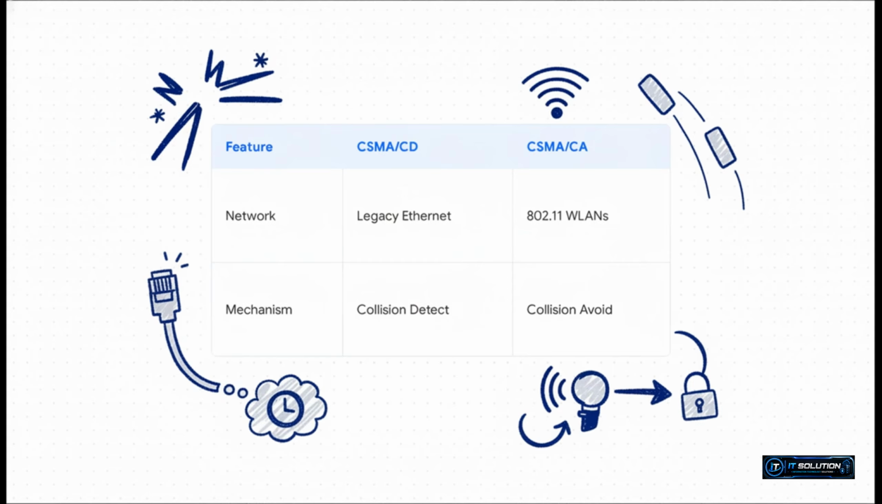There are two heavyweights here. Older Ethernet used CSMA/CD, collision detection. It actually allowed collisions to happen, noticed them after the fact, and then forced devices to wait a totally random amount of time before trying again. Kinda clunky, right? Today, Wi-Fi networks use CSMA/CA, collision avoidance. Before sending anything, your Wi-Fi device broadcasts exactly how long it needs to use the frequency. It's essentially reserving the airwaves and actively avoiding the collision before it even has a chance to happen.